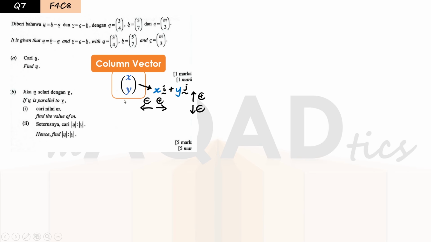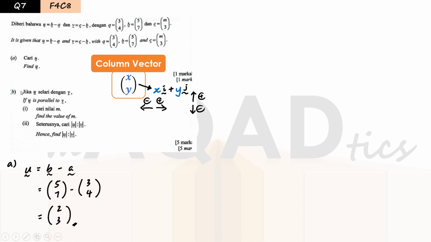Now in part A, we need to figure out vector u. We know vector u here is vector b minus vector a, and we already know the values of the vectors. So this one is very simple. We just substitute into the equation here, subtract them, and find the vector, which is 2 and 3.